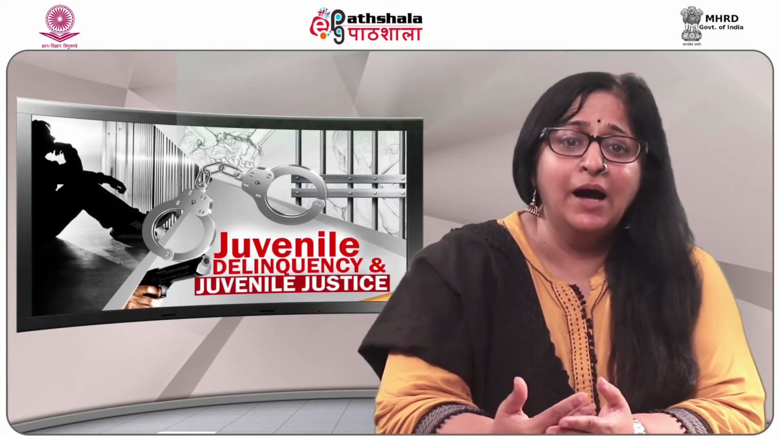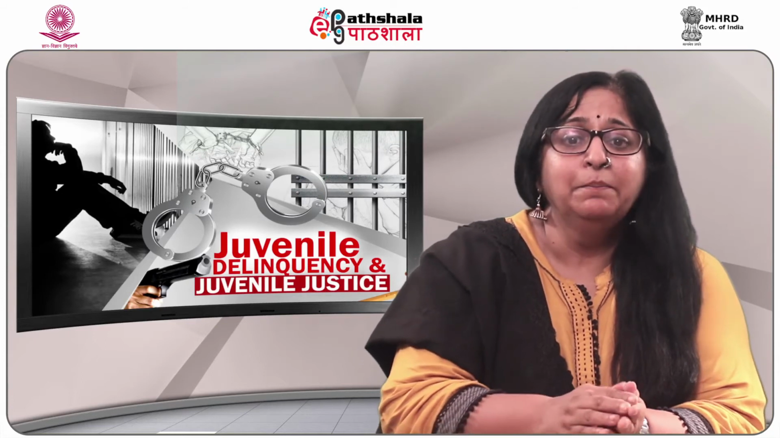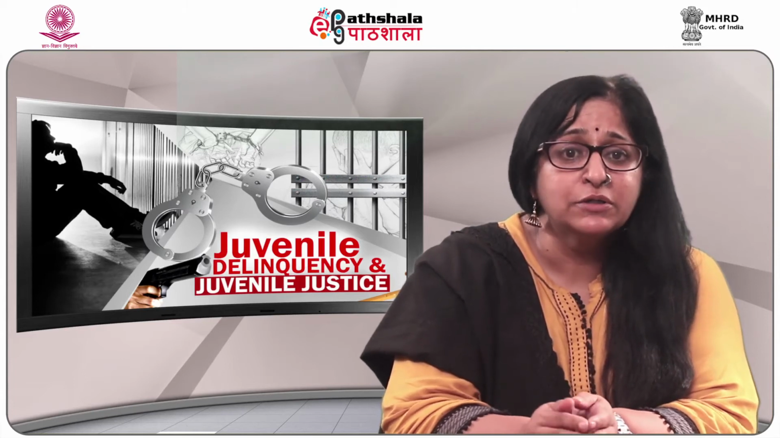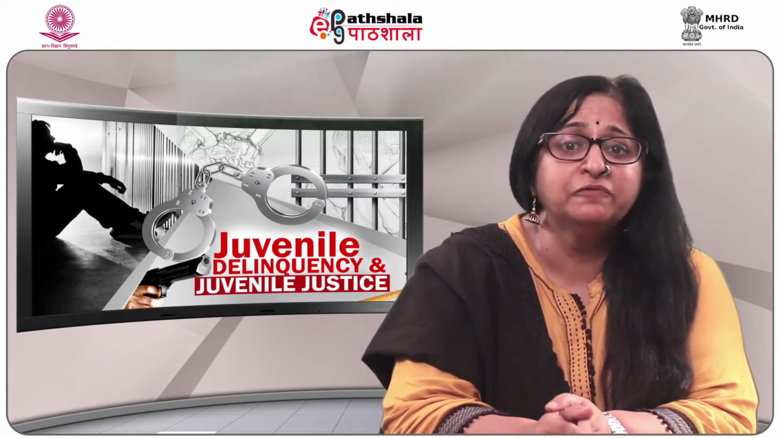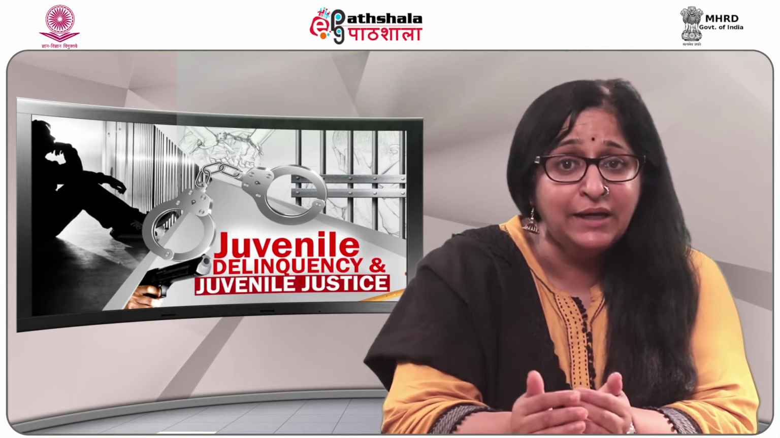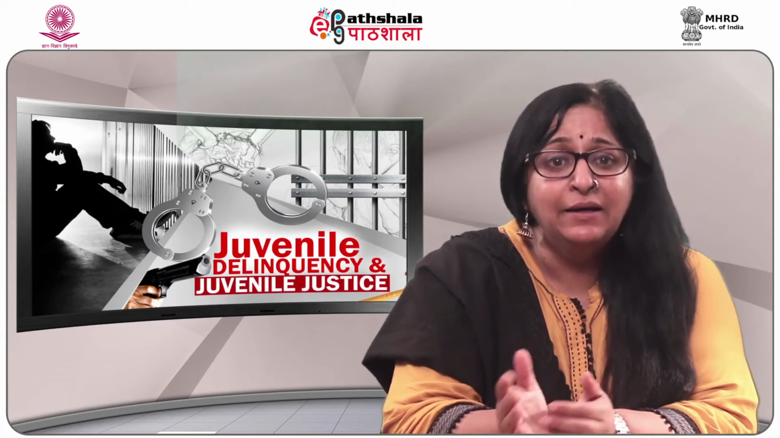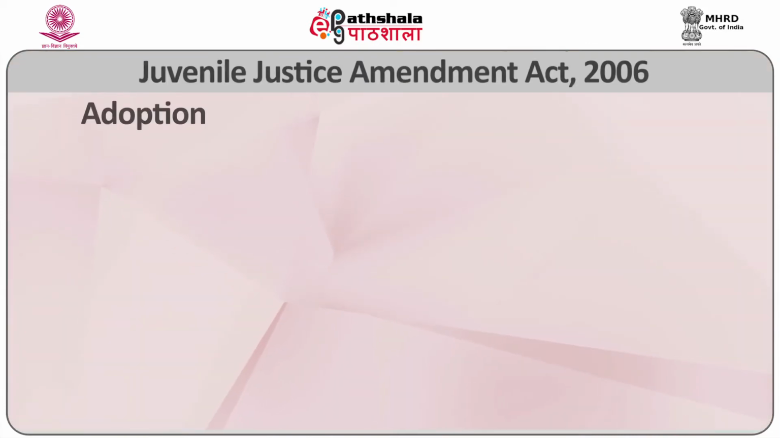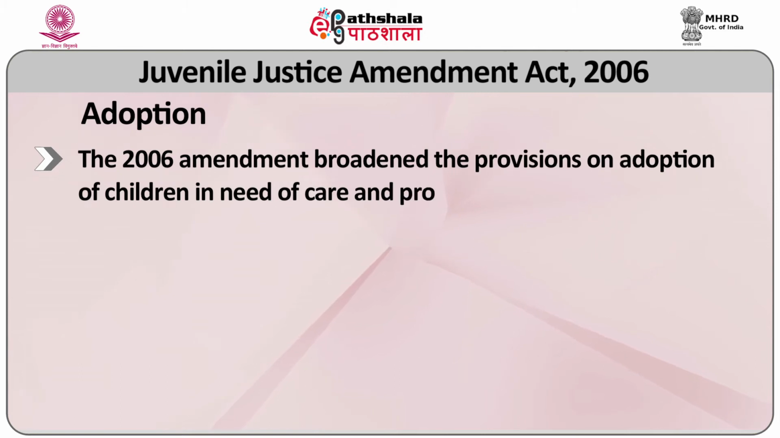The 2006 amendment further introduced important provisions pertaining to adoption in the Juvenile Justice Act. It provides for the court to allow giving a child in adoption to another, irrespective of that person's marital status, irrespective of whether or not the adopting parents already have a child of the same sex as the child which is to be adopted, to childless couples as well as those who have biological children. In other words, the 2006 amendment broadened the provisions on adoption of children in need of care and protection.